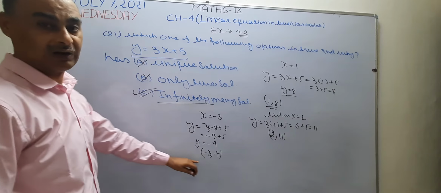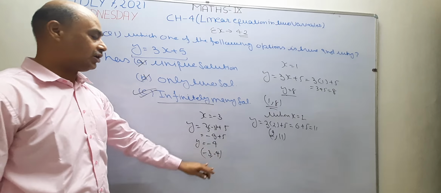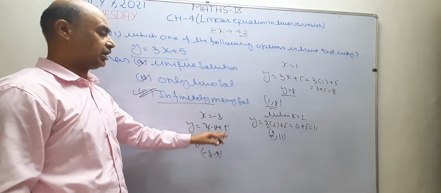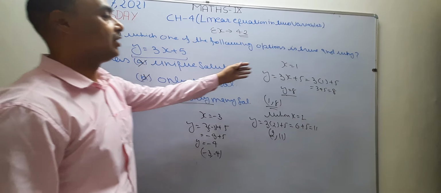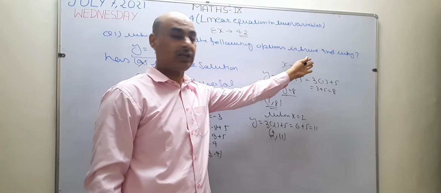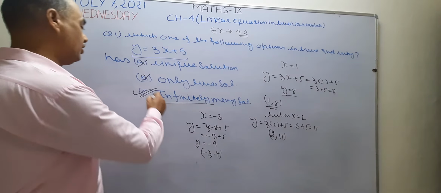So many values you can find. So the answer becomes infinitely many solutions. There are so many values. You can take the value of x as 1, 2, 3, 4. So many numbers are there. So the answer is infinitely many solutions.